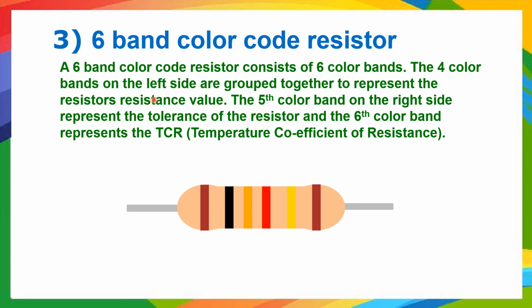So here in the 6-band color code resistor, the first 4 color bands are grouped together, and in these first 4 color bands, the first color band indicates the first digit, then the second digit, third digit. The fourth band represents the decimal multiplier. The fifth band represents the tolerance, and additionally one more band is there that represents the temperature coefficient of resistance. See here the same.